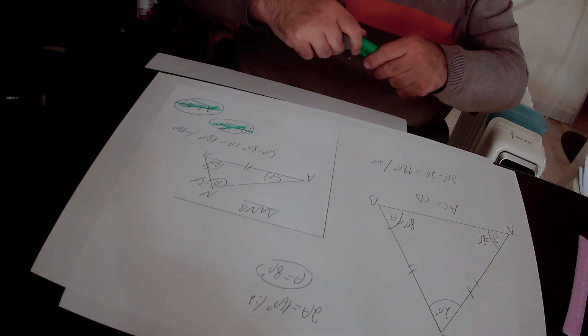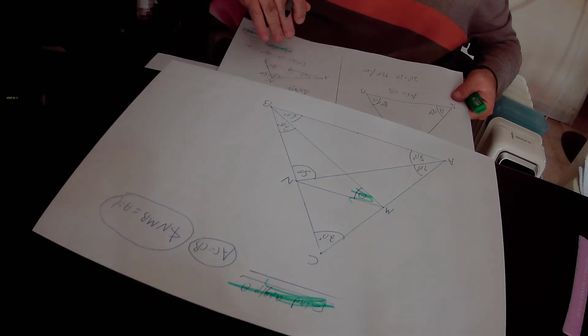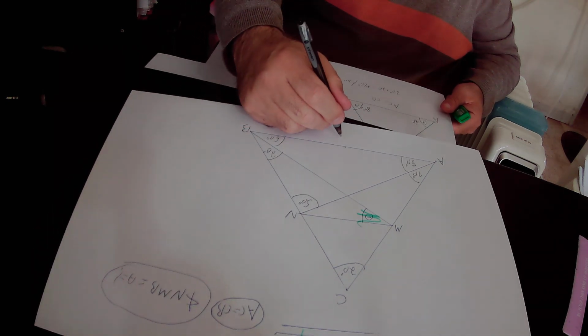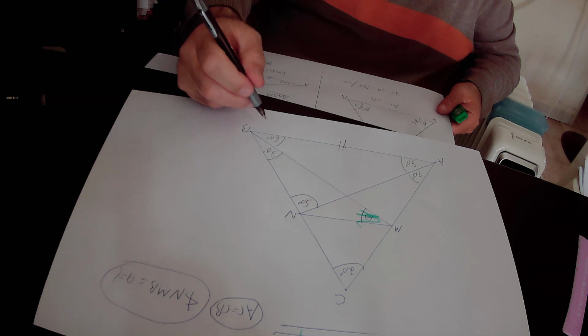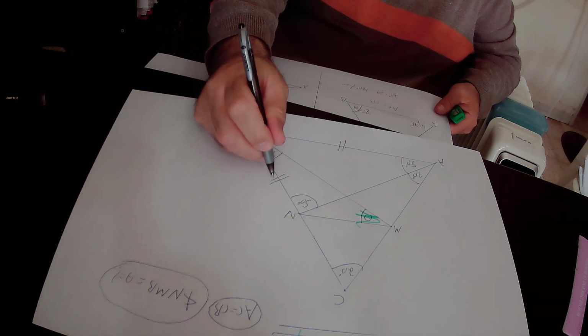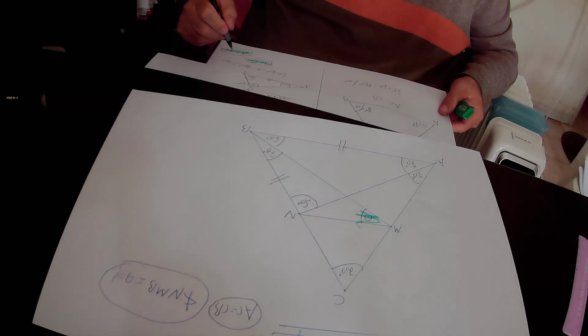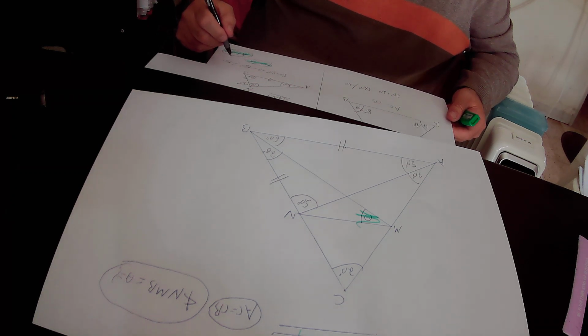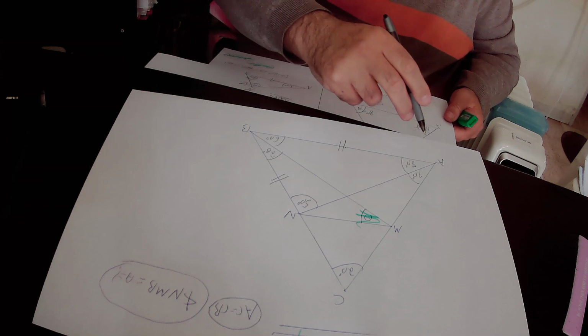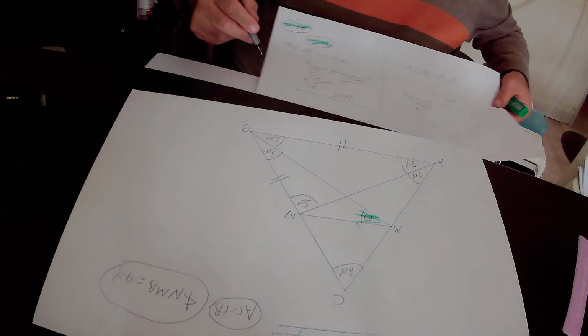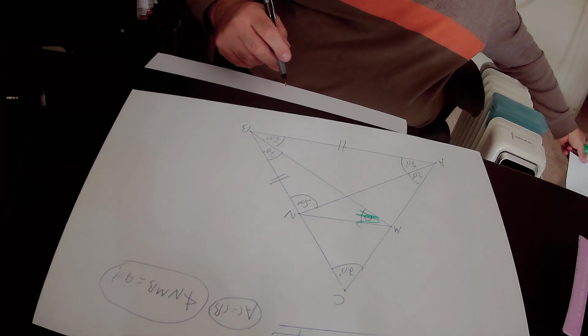Write it down here. That side AB equals side NB. Okay, so in the next step, we'll focus on the next triangle. I'll copy this triangle in a new page and we'll analyze it.